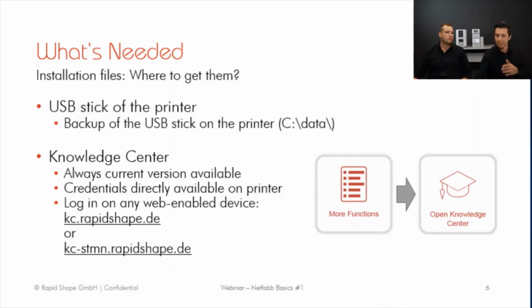In order to get access to the Knowledge Center, the credentials are always available on the printer directly. It's in the More Functions menu and you open the Knowledge Center. You can see the symbols on the right of this slide. The credentials will be visible, and with these credentials you can log in on any web-enabled device. Of course, it's best now to do it with a PC, where you need these files, so you can download them.